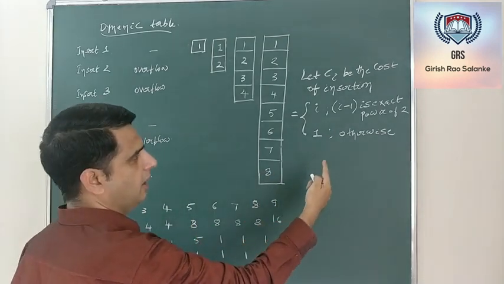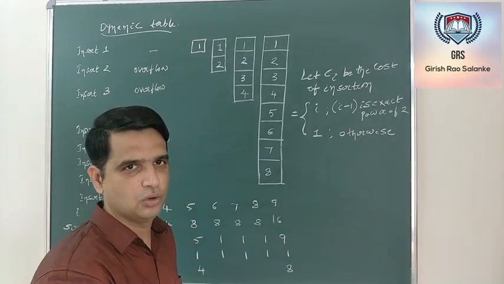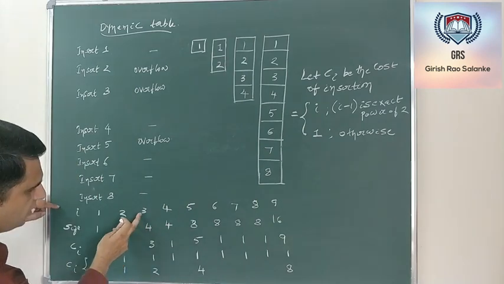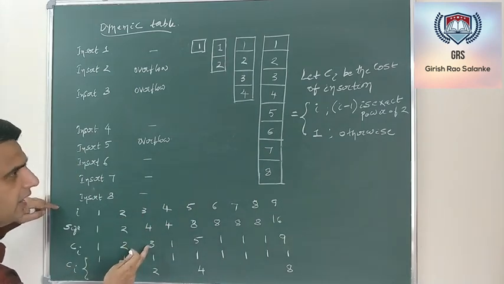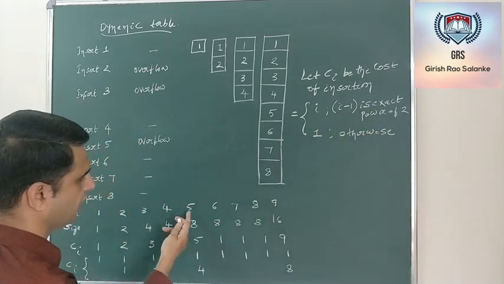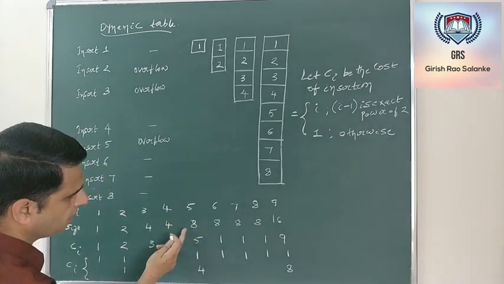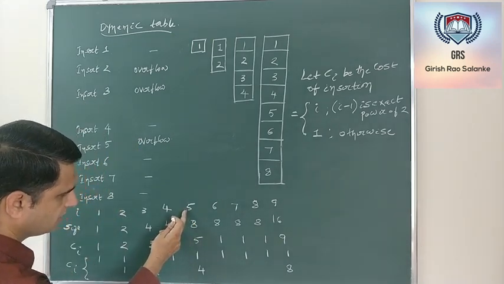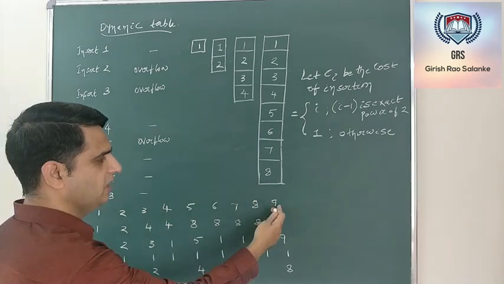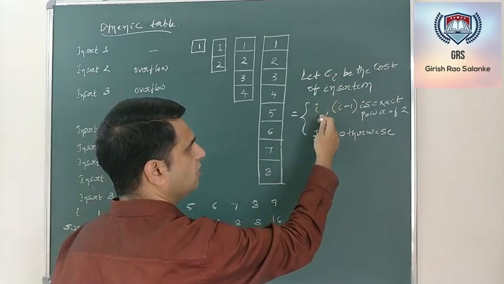Similarly, the next i value for which i minus 1 is an exact power of 2 is 3, because 3 minus 1 is 2, and 2 is nothing but 2 to the power of 1. When the i value is 3, cost is 3. Similarly, the next value of i, wherein i minus 1 is an exact power of 2, is i equal to 5. That is, 5 minus 1 is 4, and 4 is nothing but 2 squared. So the cost of performing the insertion operation i is i, that is 5. The next value of i is 9. For 9 it is 9. So this is the meaning of c of i is equal to i.